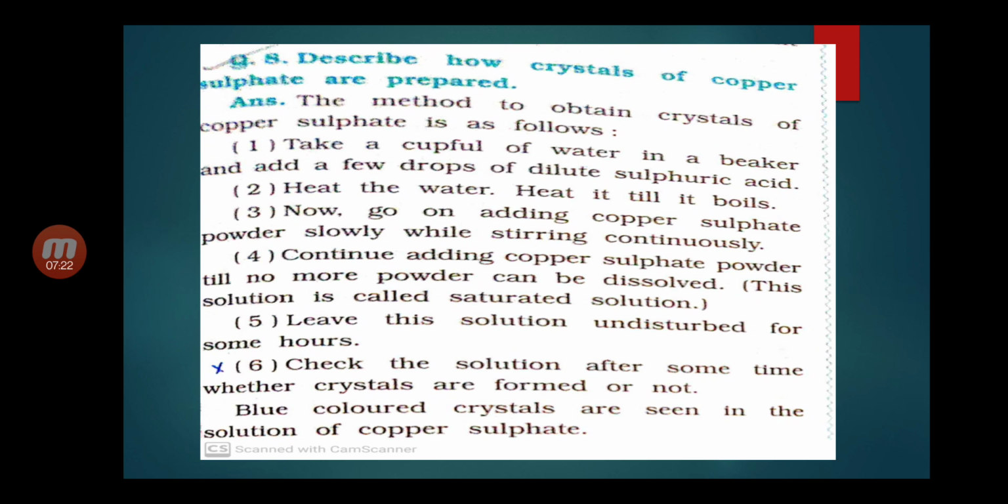Continue adding copper sulfate powder till no more powder can be dissolved. This solution is also called a saturated solution. Leave this solution undisturbed for some hours. Check the solution after some time whether crystals are formed or not. Blue colored crystals are seen in the solution of copper sulfate.